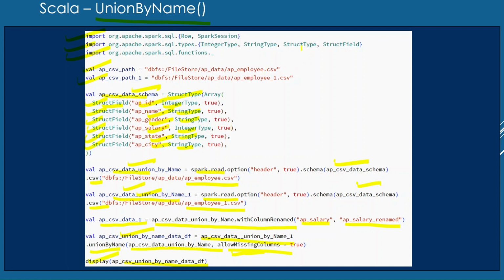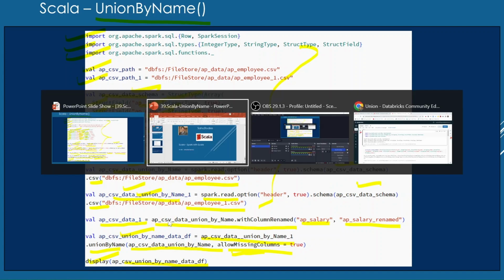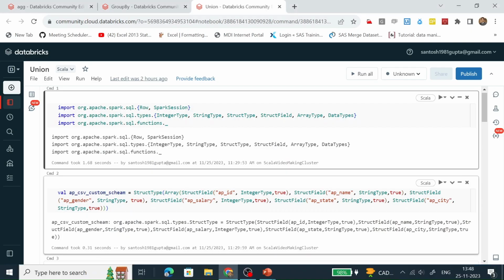In the union function and unionAll function exercises, we have written this code already, so I am not going to write it here again, as it would consume more time. I will copy the code till here and show you how the unionByName function works in Databricks. Let's go to Databricks.